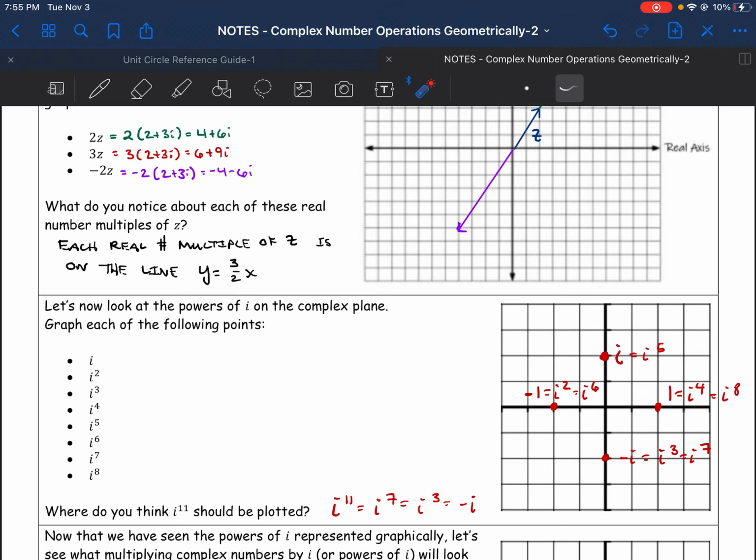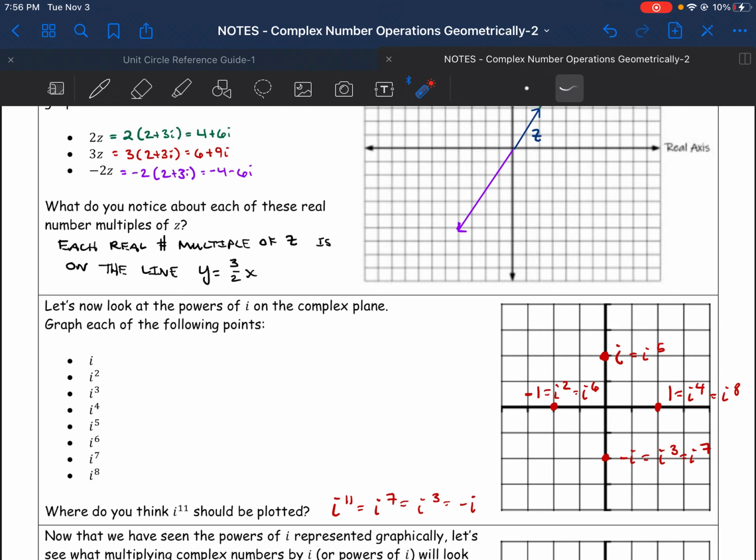So where do we think i to the 11th would be plotted? Well, we can count, right? If this was i to the 8th, we know i to the 9th would be here. We know i to the 10th would be here, which means i to the 11th would be here, with i to the 7th and i to the 3rd and negative i.